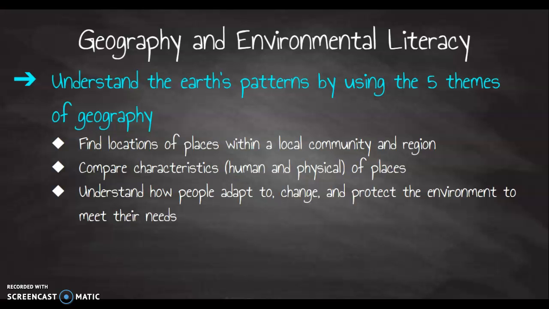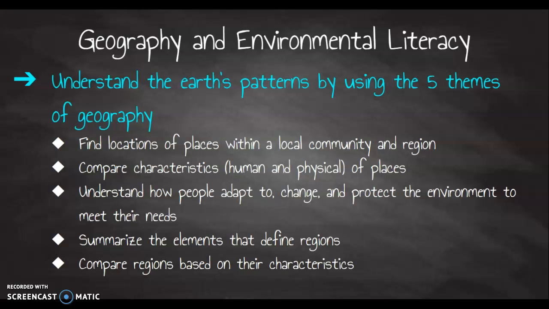And as I said, these first 2 social studies units will go with the books that they're doing for the first 9 weeks in their reading class. And they will also need to summarize the elements that define regions and compare regions based on their characteristics. So there's a lot within the geography unit, but they will all go together and students will be able to use what they're doing in their reading class within this unit.